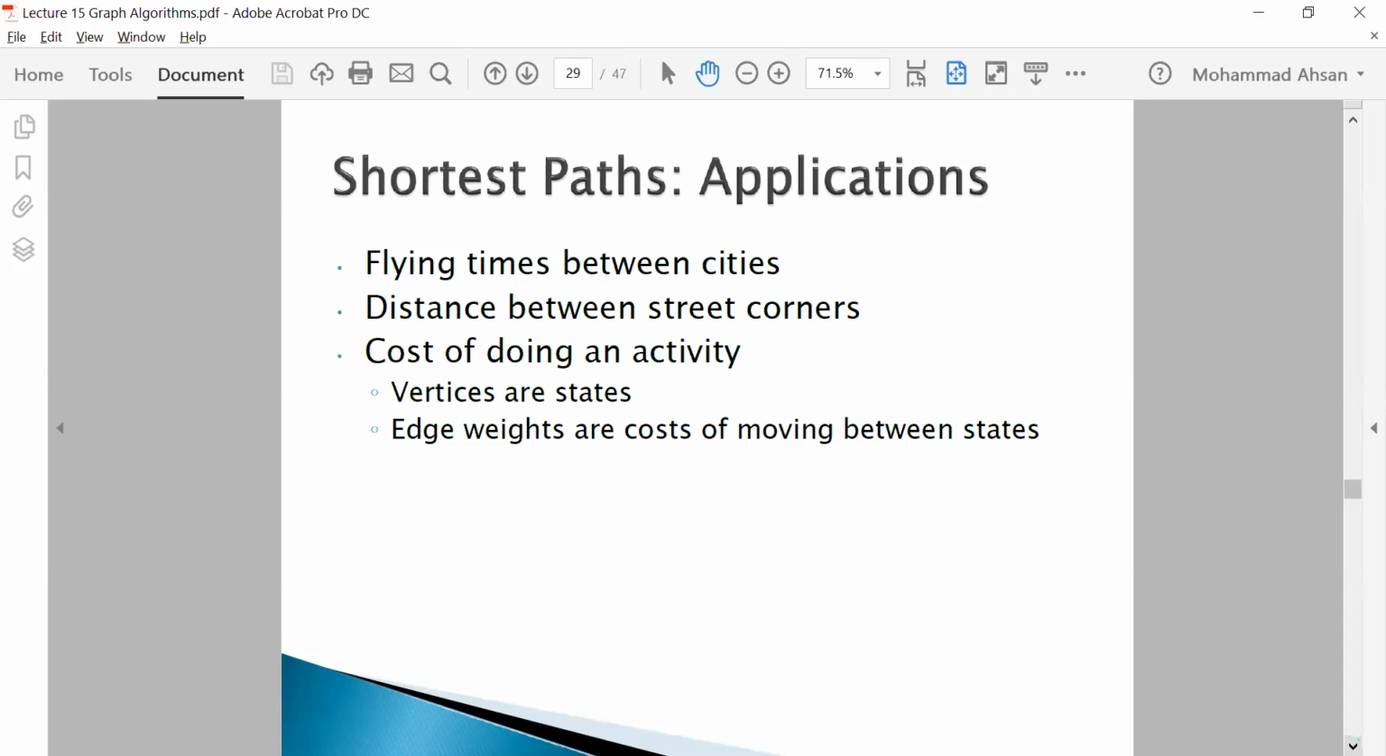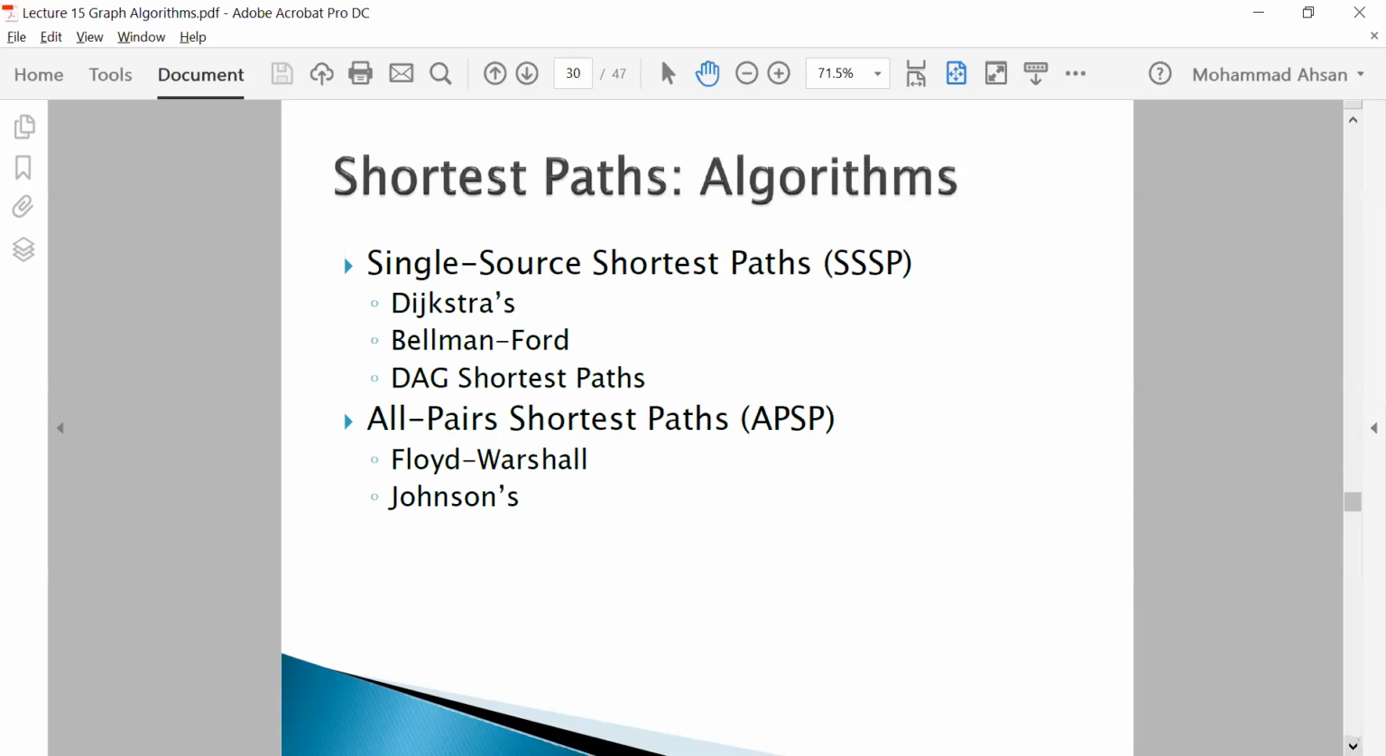So shortest path has many applications. When you have a map of cities, you want to calculate the flying times or even by road distance, distance between street corners, cost of doing any activity. Let's say I've been giving you the example of wiring. So you want to connect all the nodes from a source point. How would you do it in the shortest possible way? So we have to keep in mind the costs or the weights of the edges that we draw in the graph, and based on that, we can find the shortest path.